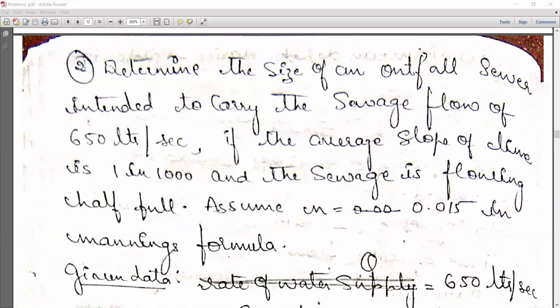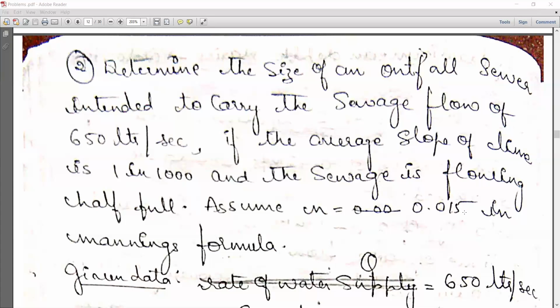If the average slope of the line is given as 1 by 1000, the sewage is flowing half full. For half full, the value is given as 650 liters per second. So Q half full is equal to 0.65 meter cube per second. Okay, and slope is given 1 in 1000. Assuming Manning's constant as 0.015.